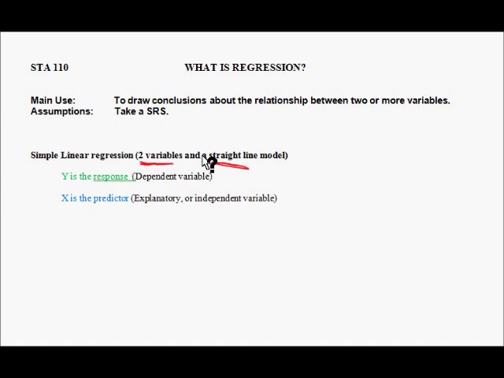So simple because you've only got two variables. Linear, you're going to fit a straight line. And we'll see later on you don't have to fit straight lines. You can fit curves, whatever you want in regression. So our main equation is y equals a plus bx. That's a straight line, right? So that's the form we're talking about here with simple linear regression, just a straight line.